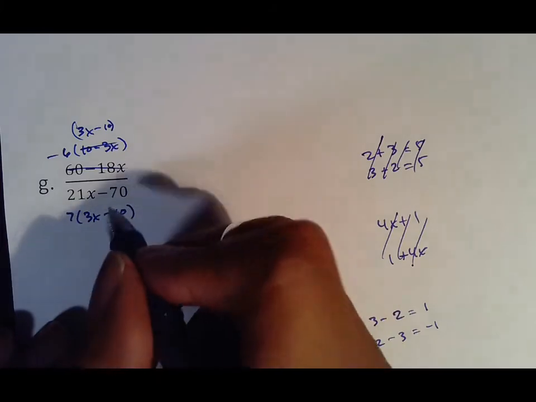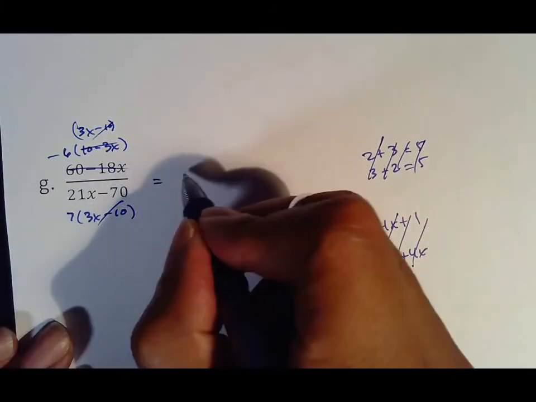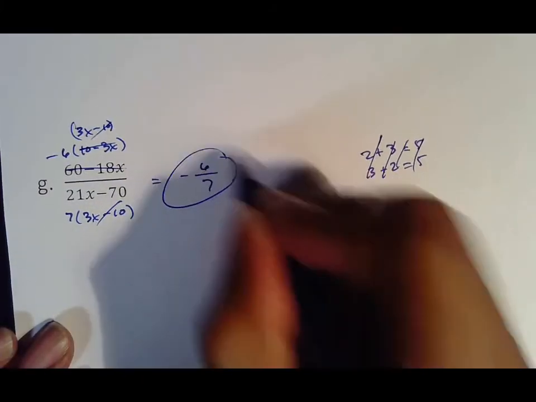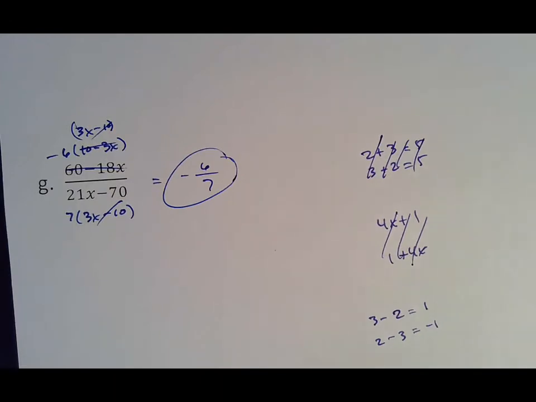But once I do that, I can now cancel out my 3x minus 10s and end up with the fraction of negative 6 over 7, because remember, one negative in a fraction makes it negative. So therefore, you'll just put it in front of the fraction, and that is how you'll answer it.